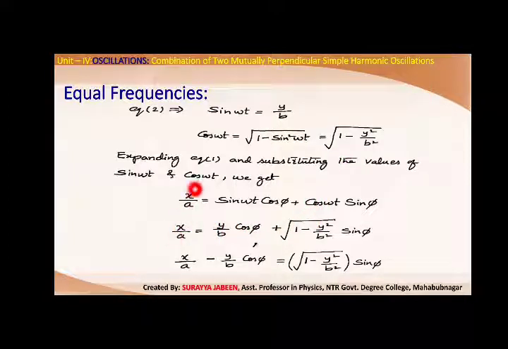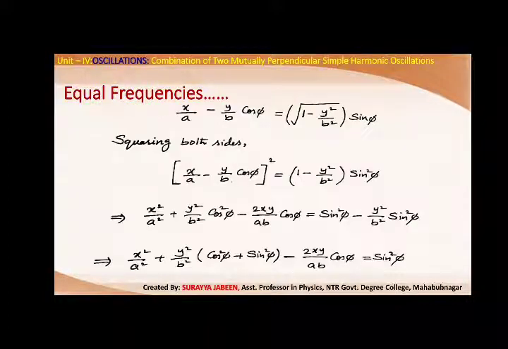Now we substitute: x by a equal to y by b into cos phi as it is, plus cos omega t, the square root of 1 minus y square by b square, into sin phi. Then we get this equation: x by a minus y by b cos phi equal to the square root of 1 minus y square by b square into sine phi. So this equation we got.